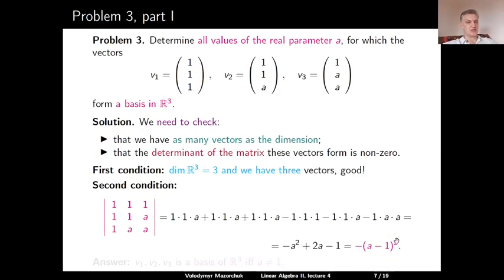So this expression is non-zero if and only if a is different from 1. So the answer to our problem is that our 3 vectors v1, v2, and v3 form a basis in R3 if and only if a is different from 1.